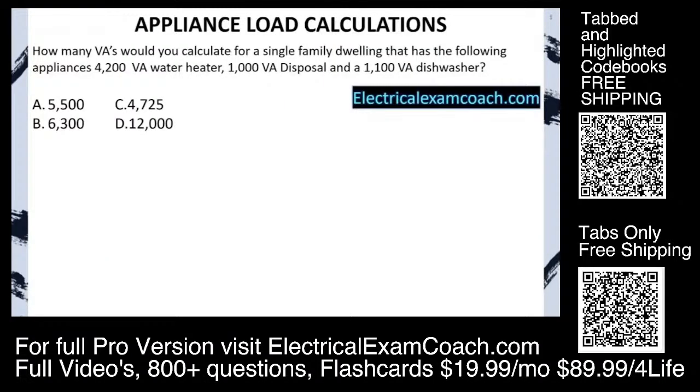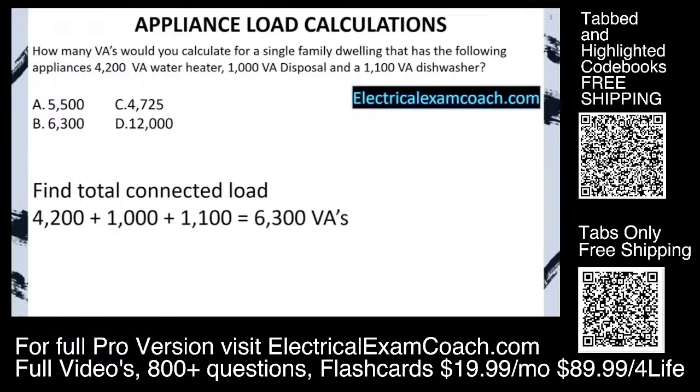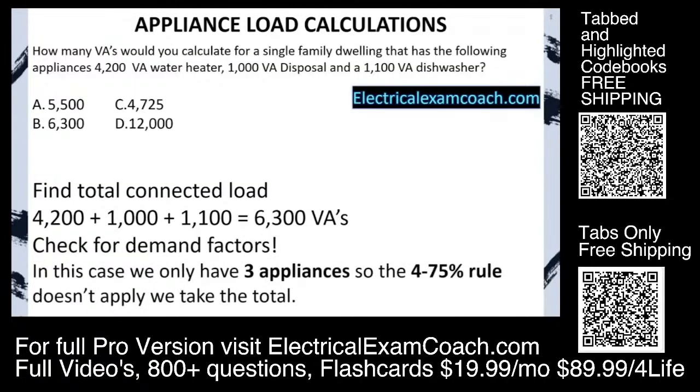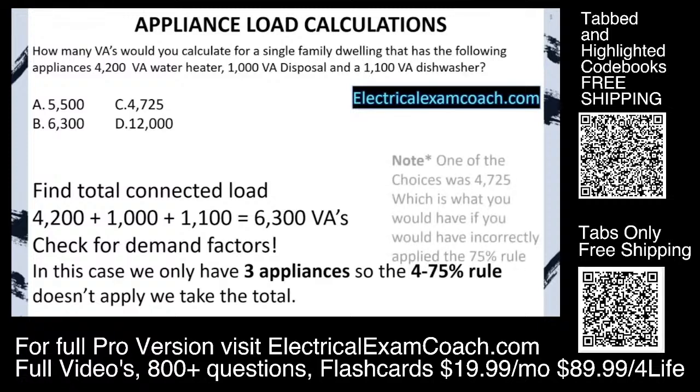How many VAs would you calculate for a single family dwelling that has the following appliances: a 4,200 VA water heater, a 1,000 VA disposal, and a 1,100 VA dishwasher? First, we're going to find the total connected load. We total all that up, it equals 6,300 VAs. Now, we check for demand factors. In this case, we only have 3 appliances, so the 4 or more 75% rule does not apply, and all we have to do is take our total.